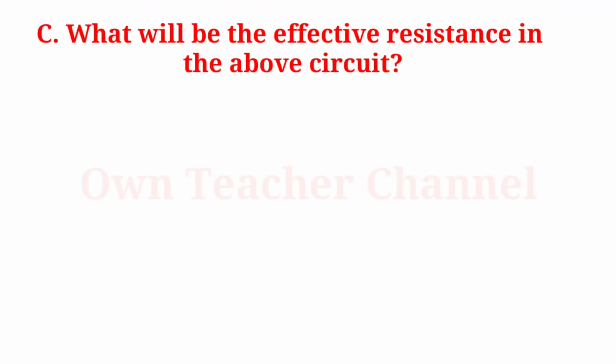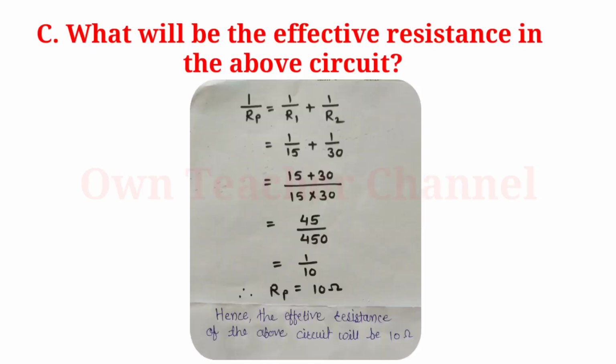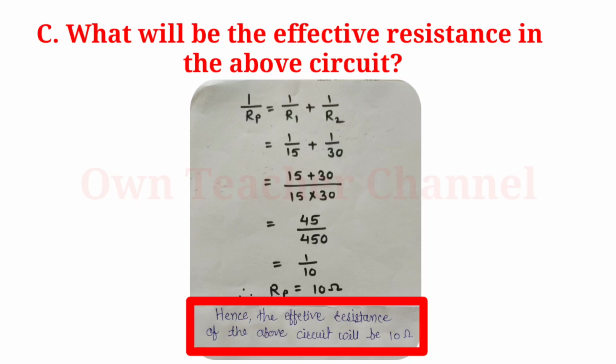C. What will be the effective resistance in the above circuit? 1 upon Rp is equal to 1 upon R1 plus 1 upon R2. Here R1 is 15 ohm and R2 is 30 ohm. So we will do cross multiplication: 15 plus 30 divided by 15 into 30. So 45 upon 450. After division we will get 1 upon 10, meaning Rp is 10 ohm. Hence the effective resistance of the above circuit will be 10 ohm.